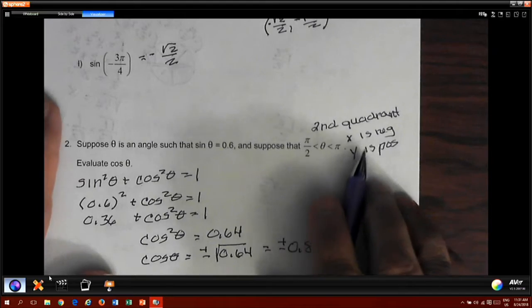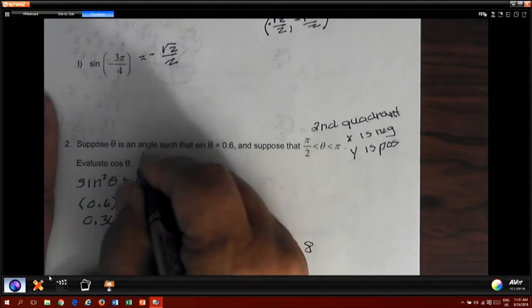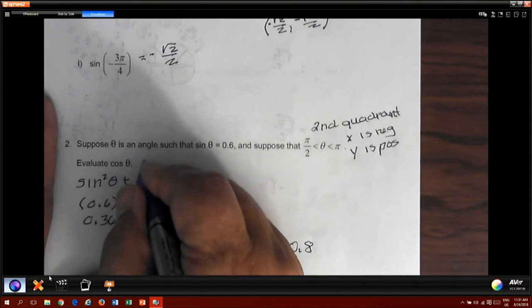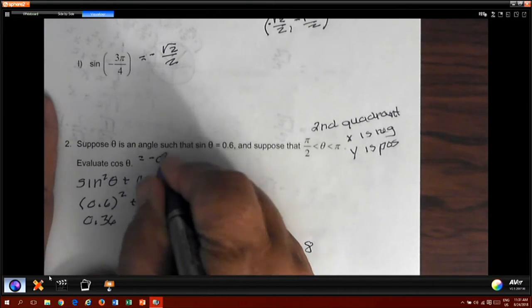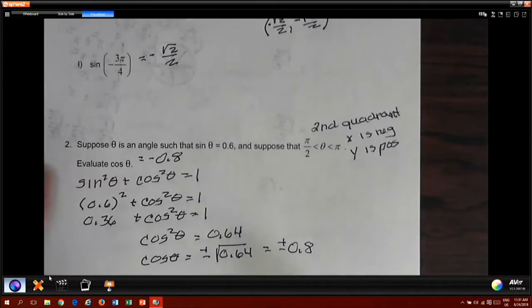But in this case, we know that x is negative, so cosine has to be negative. So cosine is a negative 0.8.